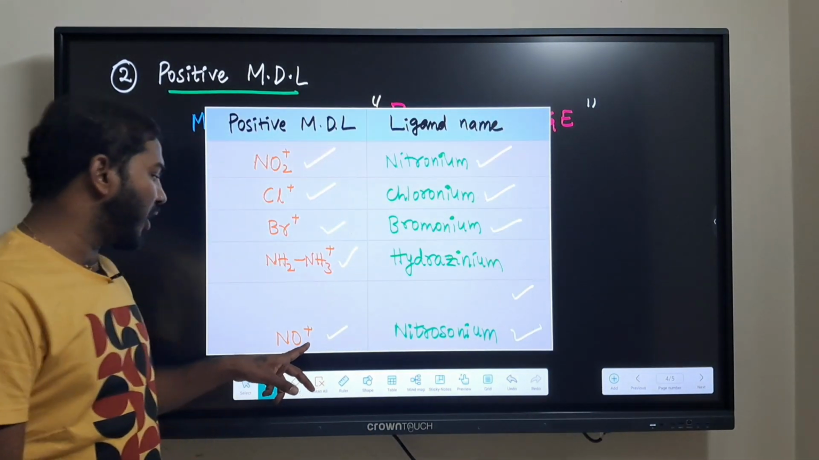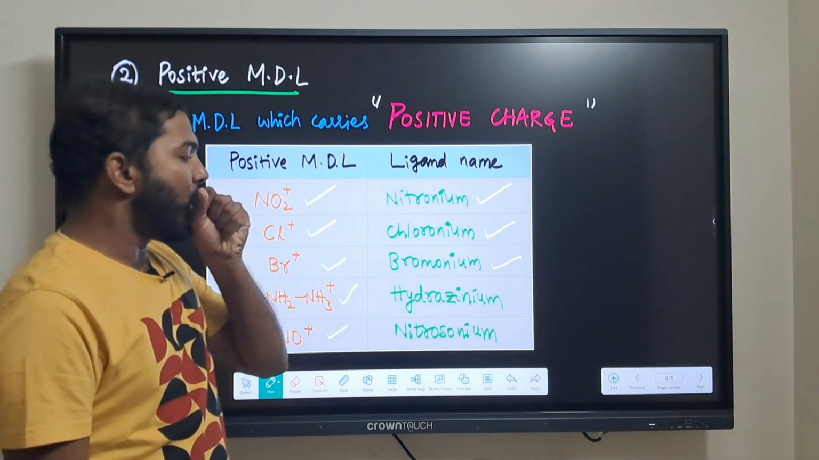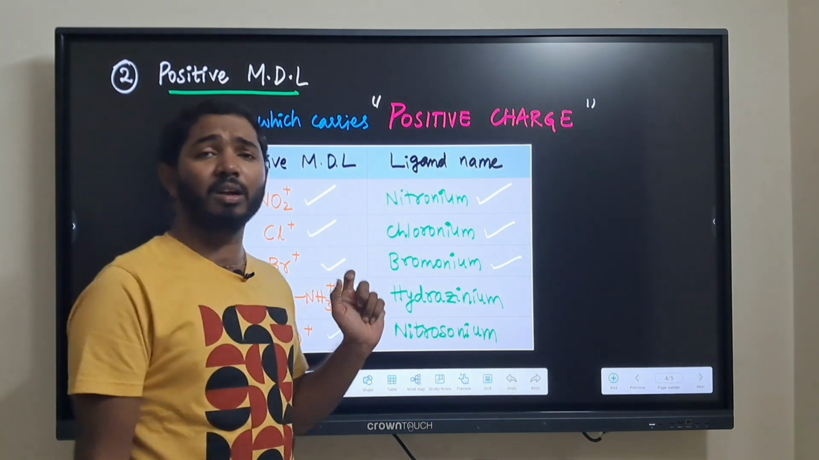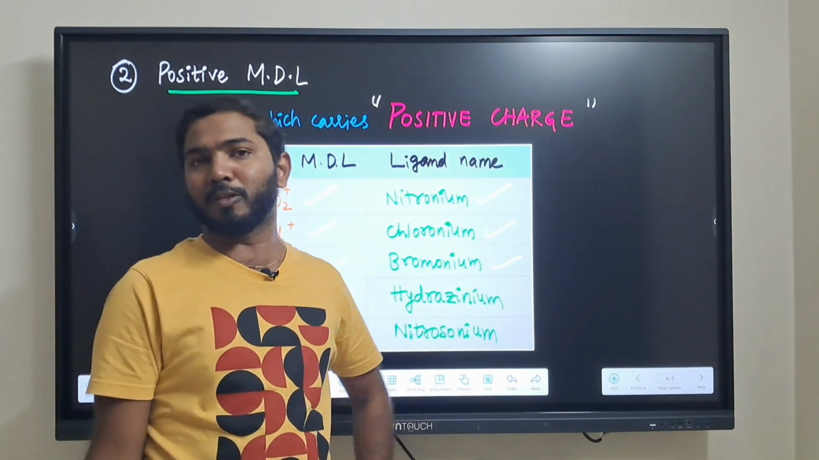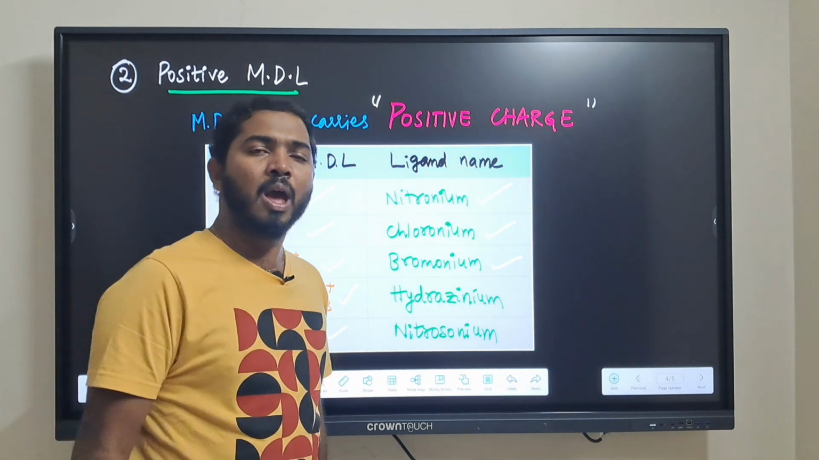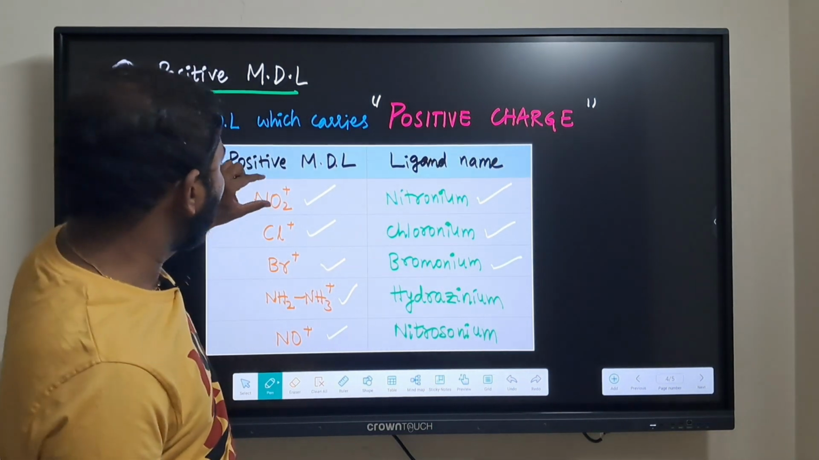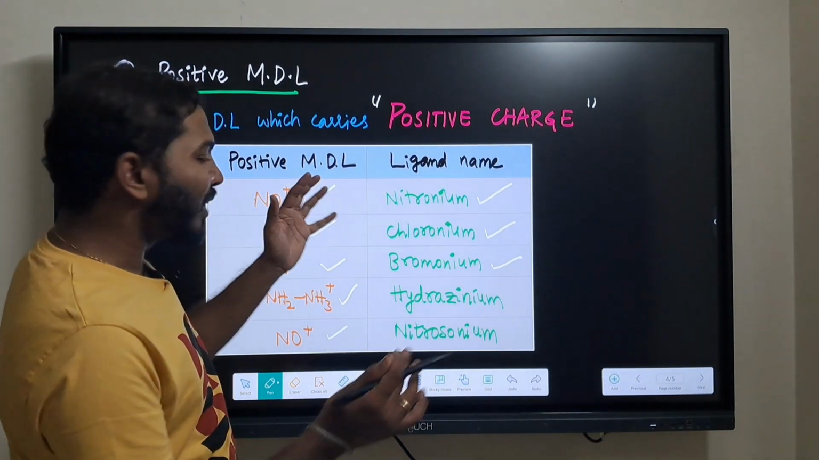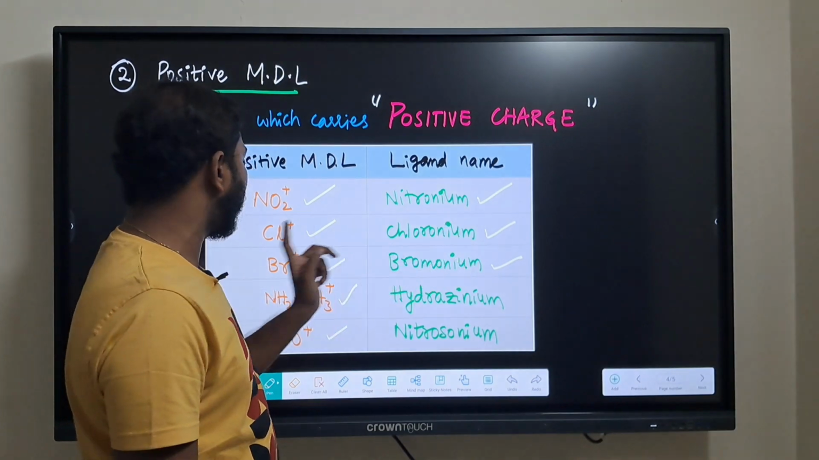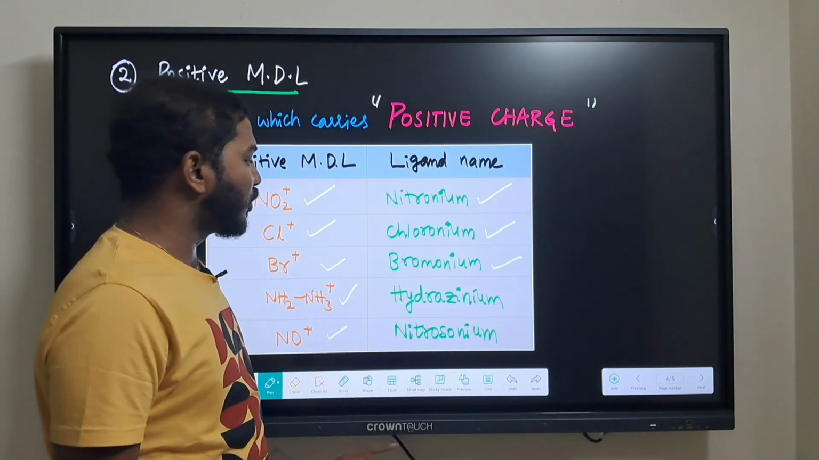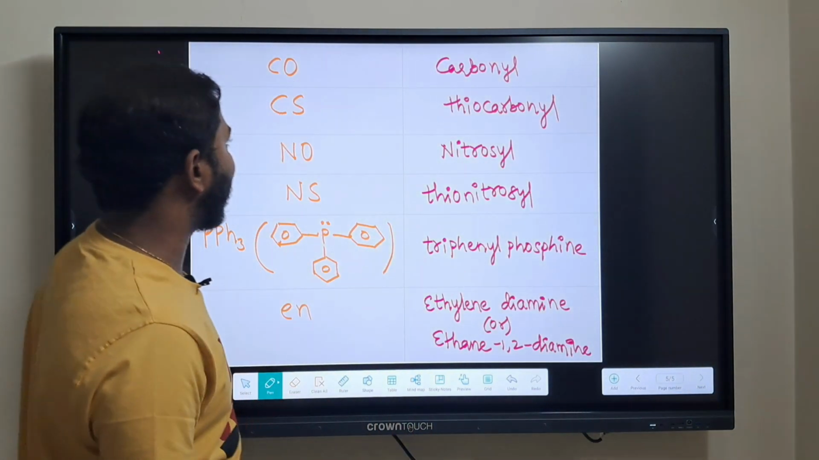This particular ion has a bit more importance in inorganic chemistry. This ligand is going to play a very important role particularly in the brown ring complex, which we will see soon while writing the IUPAC nomenclature. Whenever you see NO2 plus as a ligand, we need to use the name nitronium, Cl plus chloronium, Br plus bromonium, and so on. Next, let us move on to neutral monodentate ligands.